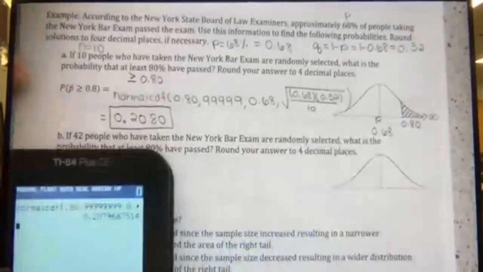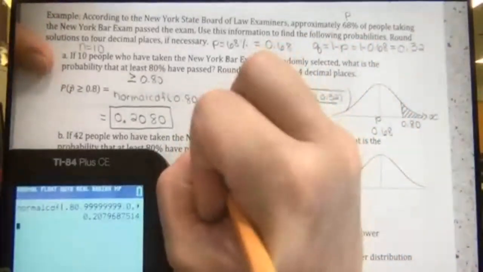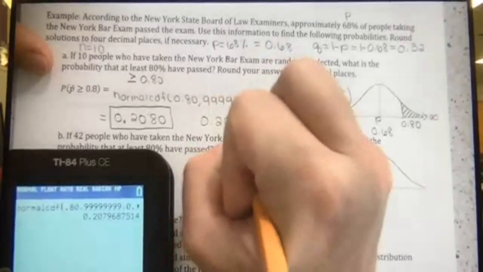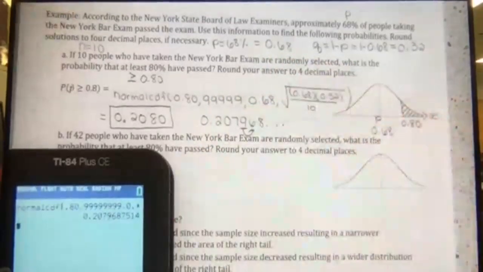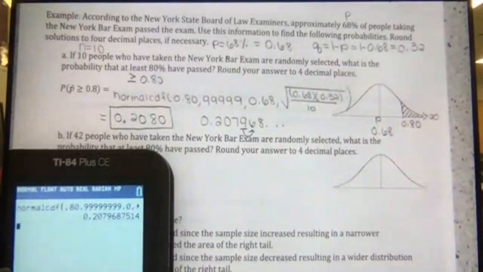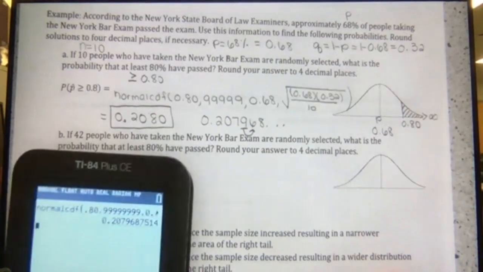Let me put that as a note because people still get the rounding part messed up. So 0.207968, blah, blah, blah. We're rounding this 9. Looking next door is a 6. So 79 is going to round up to 80. Stop me if you have a question.